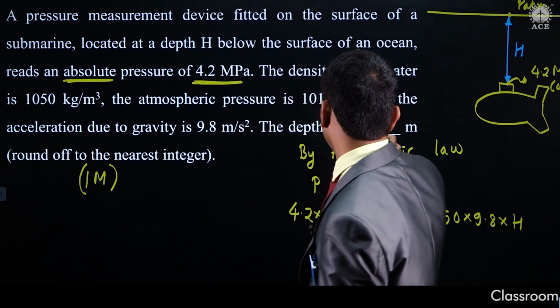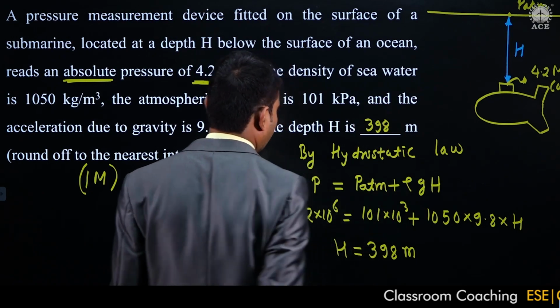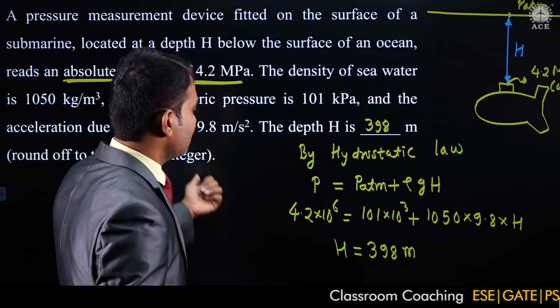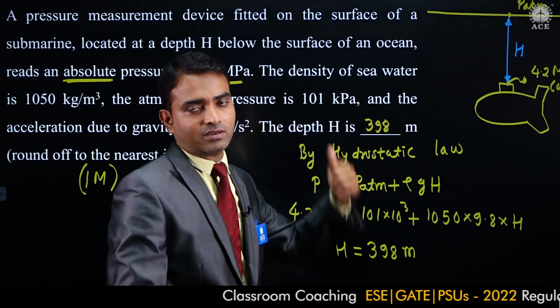Okay. So here you have to enter answer as 398. This is numerical answer question. So up to nearest integer. So after rounding off to nearest integer, you will get answer 398.